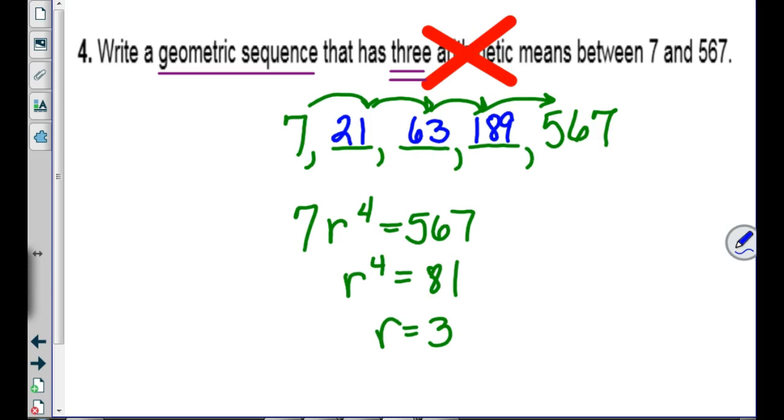I don't think arithmetic mean or geometric mean questions are difficult. It's just remembering, being careful. Are you adding or multiplying?